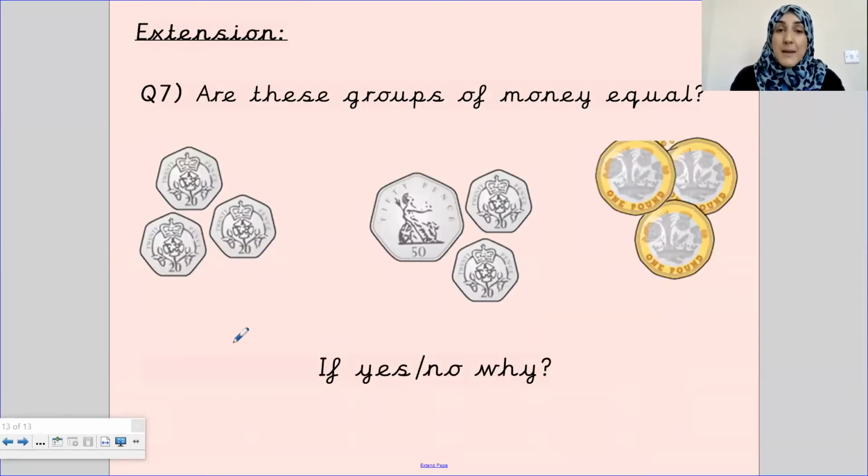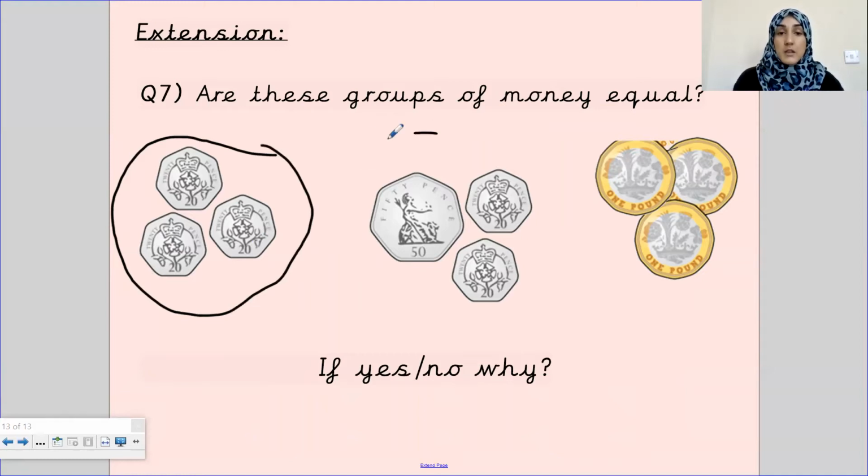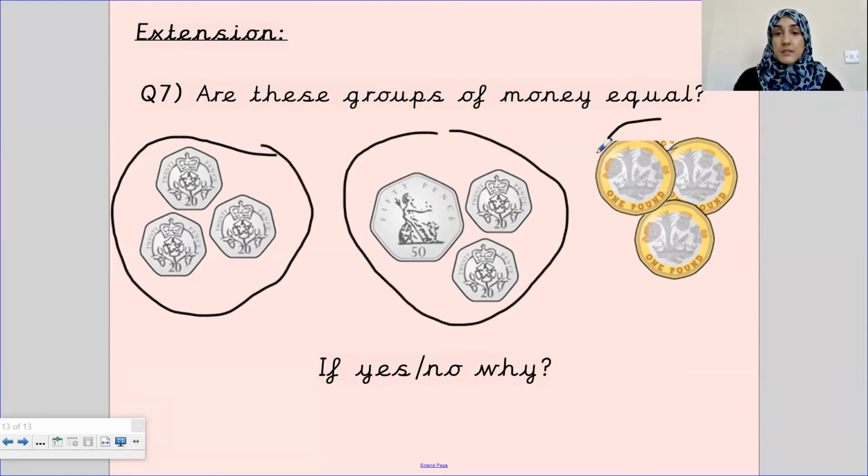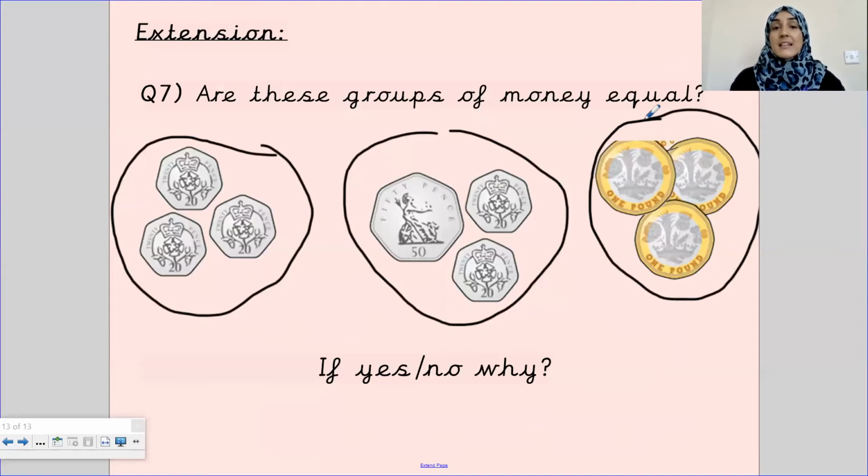Right, question number 7, the extension. It says, are these groups of money equal? So are these groups of money equal? It's not asking you to count the total amount. Are these groups of money equal? So here is one group, here is one group, and here is the other group. Remember, if you're finding out if something is equal, you're counting the number of objects. You're not adding the total value. If yes, why? And if no, why?